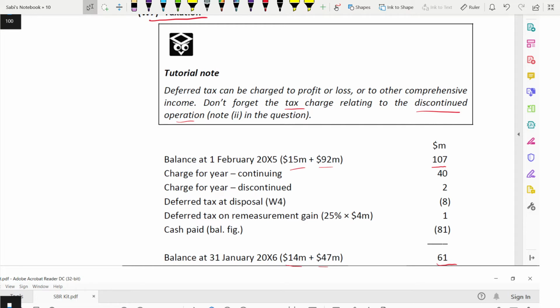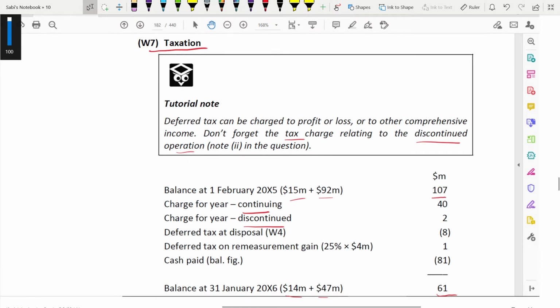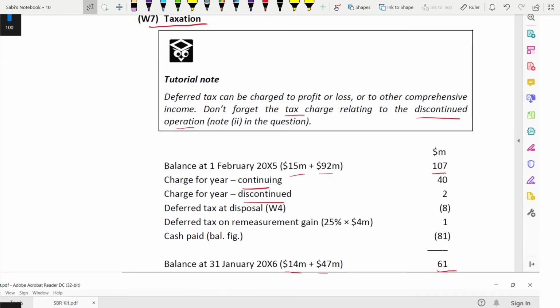Then we have the charge for the year from profit and loss, continuing and discontinuing. Please label it like this because there are two. Don't add together and write 42. Even though the impact will be 42 only, you have to show separately 40 for continued, 2 for discontinued. Then the cash balance which you want to get from taxation, how much tax you have paid in cash, that's what you wanted to find out, right? That's the balancing figure. Most of the time cash paid is the balancing figure. Here it is 81.